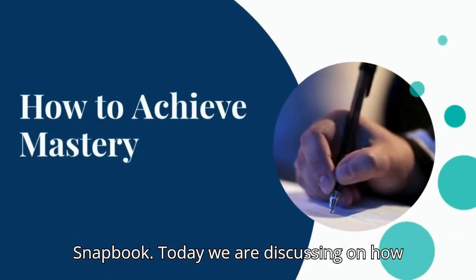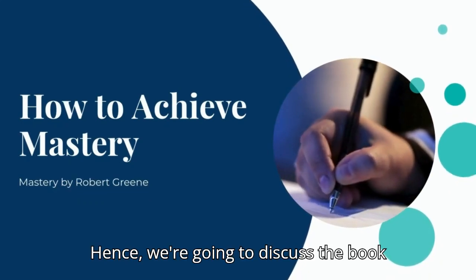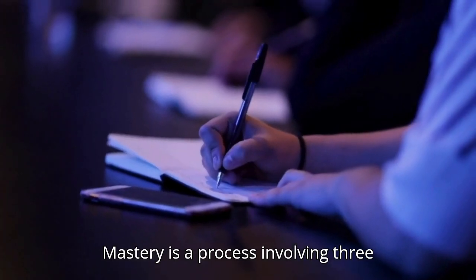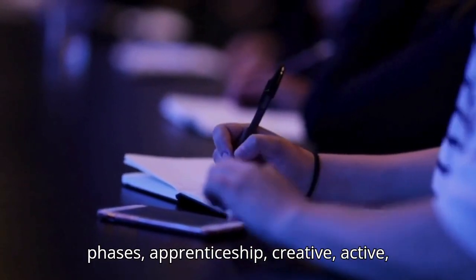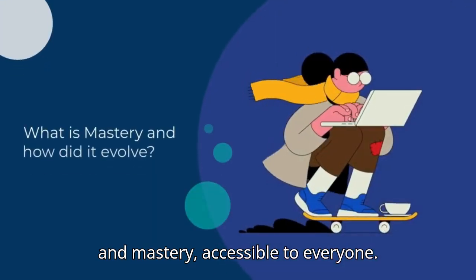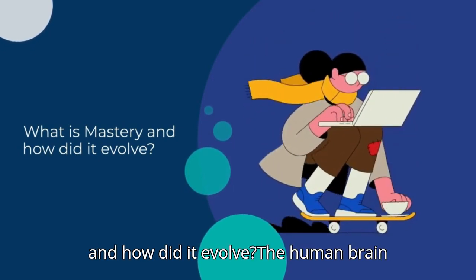Today we are discussing how to achieve mastery and its process. Hence we are going to discuss the book Mastery by author Robert Greene. Mastery is a process involving 3 phases: apprenticeship, creative active, and mastery, accessible to everyone. So the first question is, what is mastery and how did it evolve?